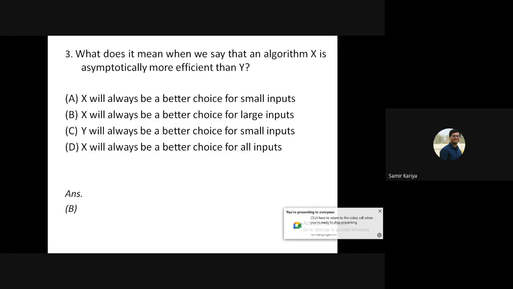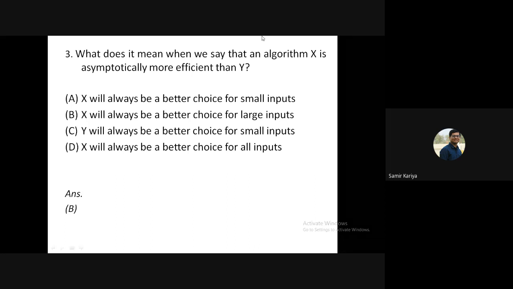Clear? First of all, options A and C are totally eliminated, because we don't want to talk about the small inputs for an efficient algorithm. And option D, we cannot say that because it considers all the inputs. As we see in the graph, less than n0, our definition might be wrong. We are not sure about all the inputs, but we are sure about the large input. That's why option B is correct.